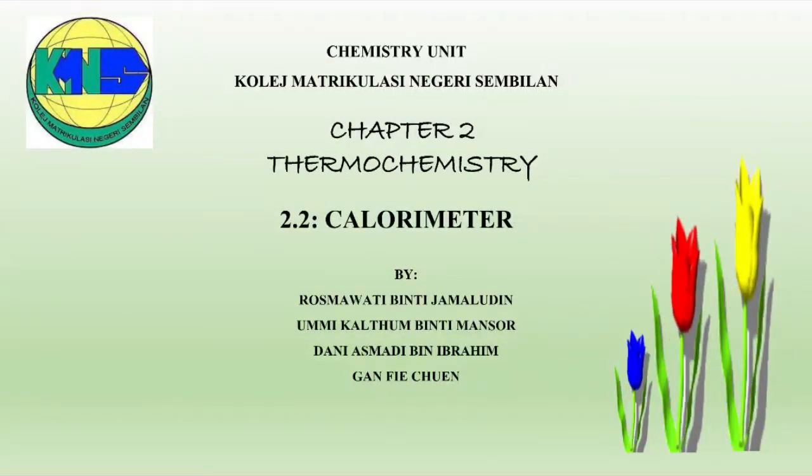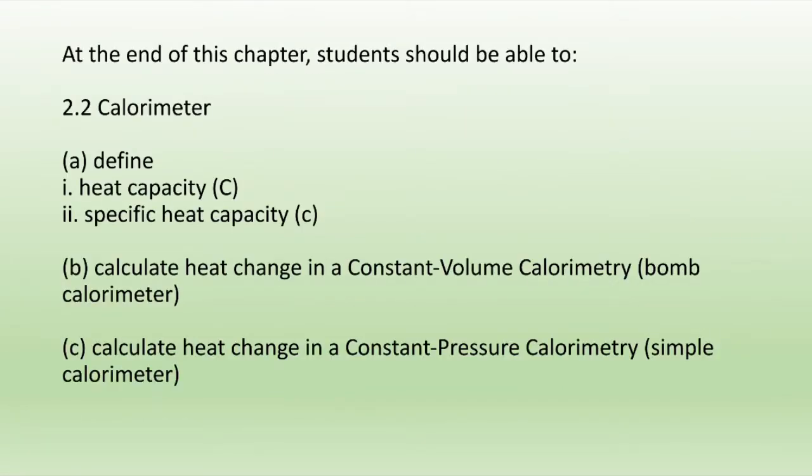Chapter 2: Calorimeter. At the end of this chapter, students should be able to: A. Define heat capacity and specific heat capacity. B. Calculate heat change in a constant volume calorimeter, or bomb calorimeter. C. Calculate heat change in a constant pressure calorimeter, also known as a simple calorimeter.